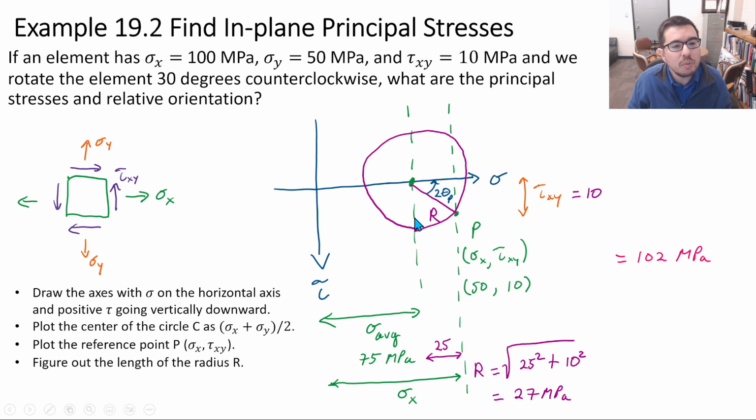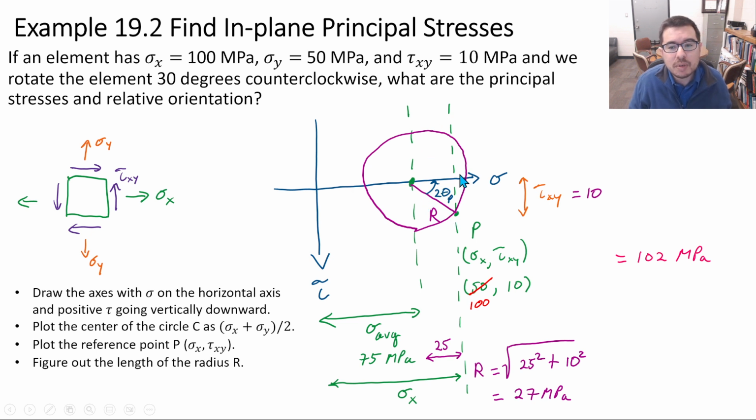So what you see here is the same thing we just had, including this error with the sigma x stress. And we've got the same configuration that we just had. We went through the first few steps. We figured out the radius. And now we're asking, what are the principal stresses and relative orientation?